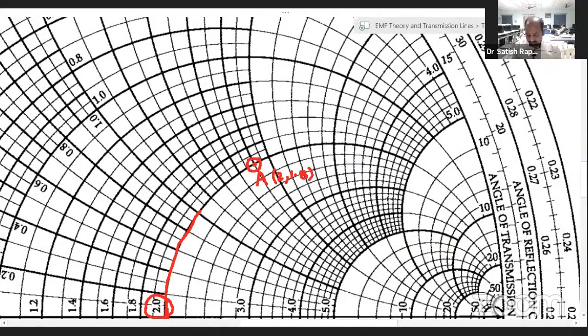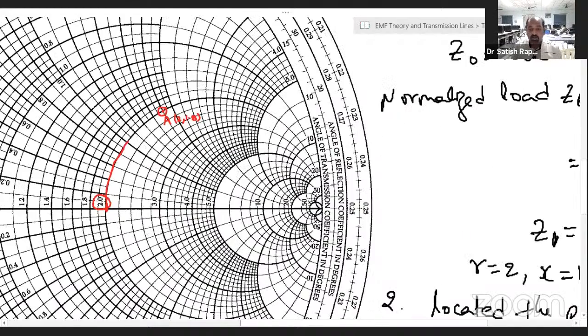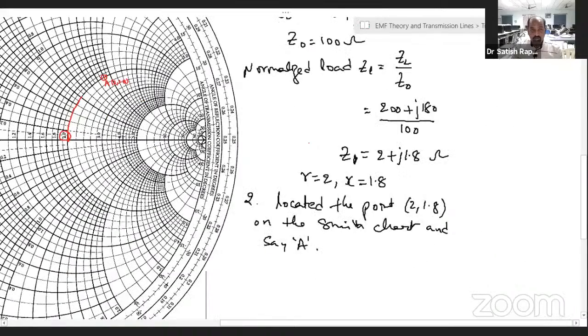So that is the first step. Second step: locate the point 2 comma 1.8 on the Smith chart and call it A. So that we have done. Is it clear up to here?